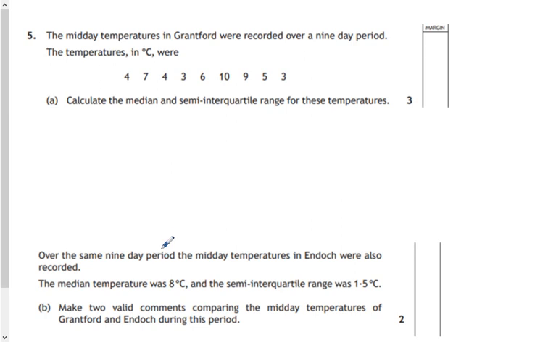Question 5. The midday temperatures in Grantford are recorded over a 9-day period. The temperatures in degrees Celsius were 4, 7, 4, 3, 6, 10, 9, 5, and 3. Calculate the median and the semi-interquartile range of these temperatures.